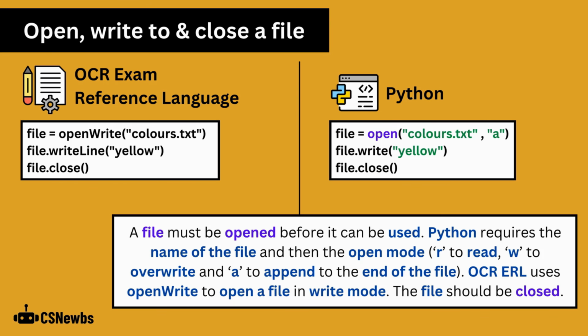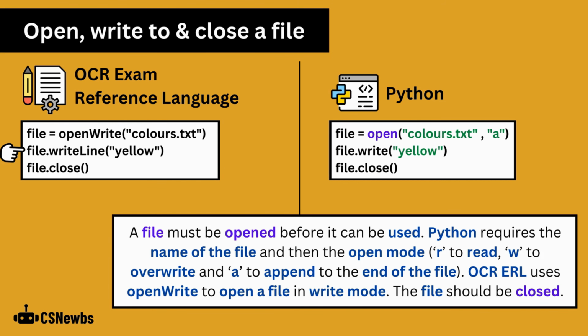And finally, we will look at files. A file must be opened before it can be used. Python requires the name of a file and then the open mode, which is r to read, w to overwrite, and a to append to the end of a file. OCR ERL uses openWrite to open a file in write mode. Don't forget to close the file again at the end.